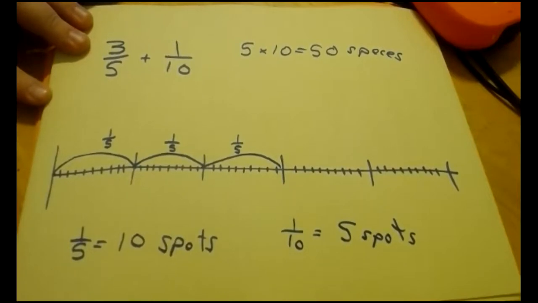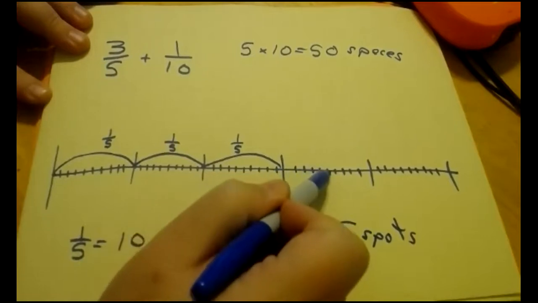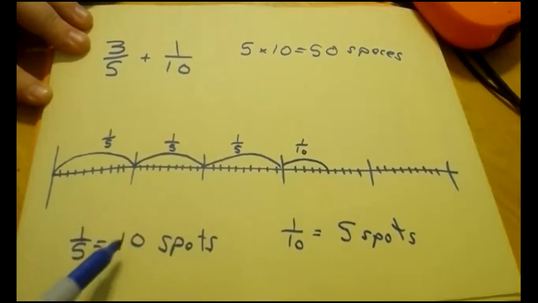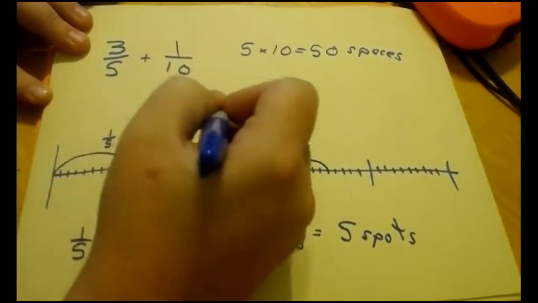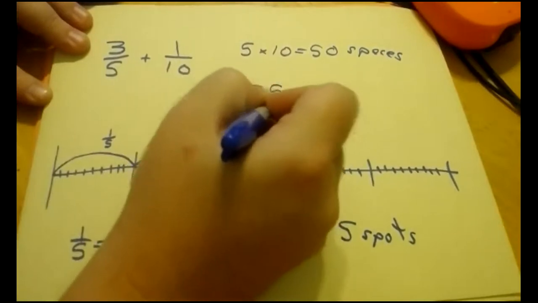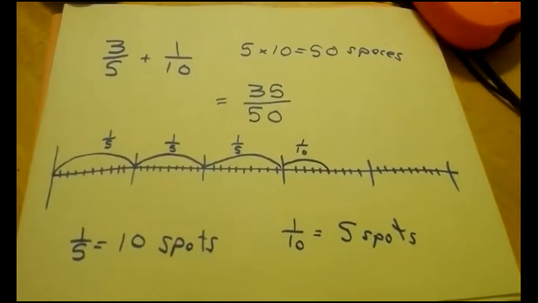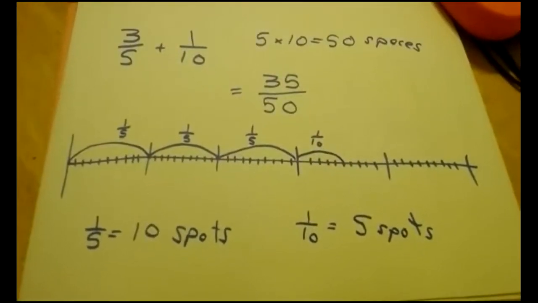Now, how do I show 1/10? 1/10 is 5 spots. So 1, 2, 3, 4, 5. There's 1/10. How many do you have? 10, 20, 30, 35. And of course, you can reduce that, but remember what the lesson is about. This is about the first step, which is just using the number line to get an answer.